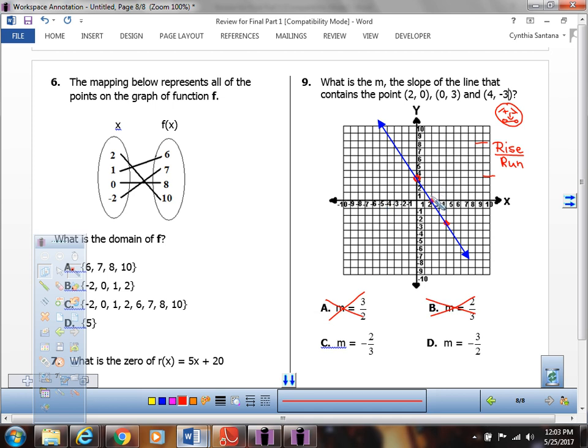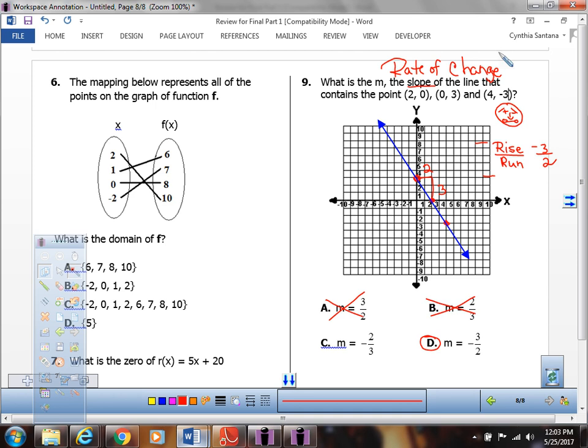So see, you've already narrowed it down to 2 answers. Let's count it. So rise is 1, 2, 3. There's your rise right there. 3, and your run is 2. So negative 3 over 2. So the correct answer is D. Okay. Any questions on slope? And guys, what's the other word for slope? Because what if they don't call it slope? Rate of change. They could call it rate of change. Put that in your notes. So slope or rate of change, both of those mean the same thing. You still have to graph and find the rise and run.